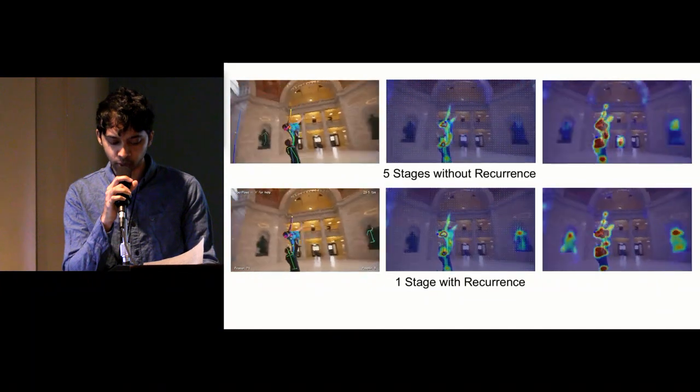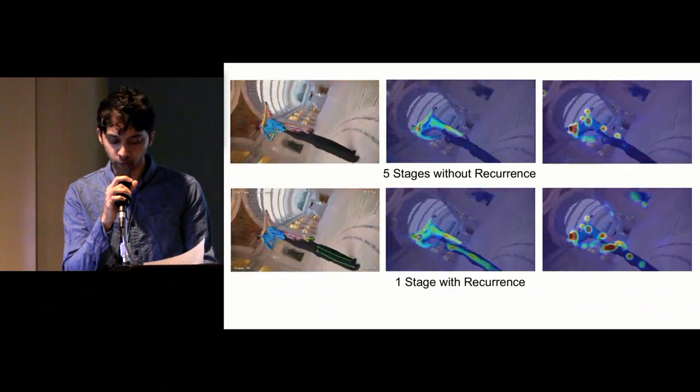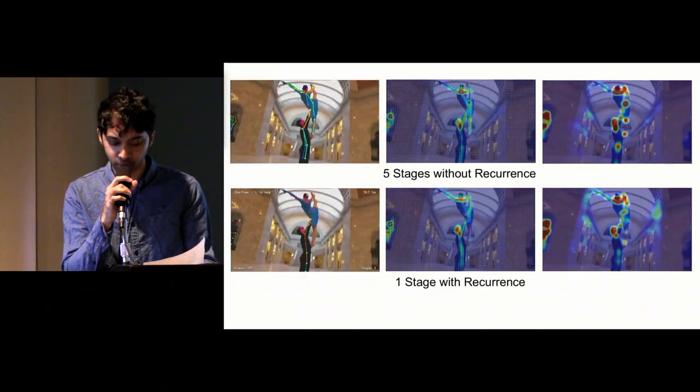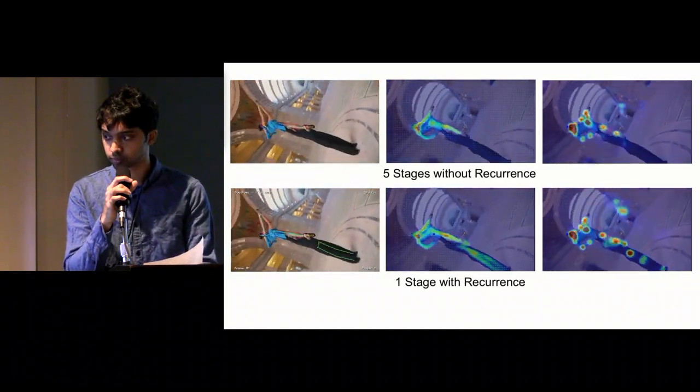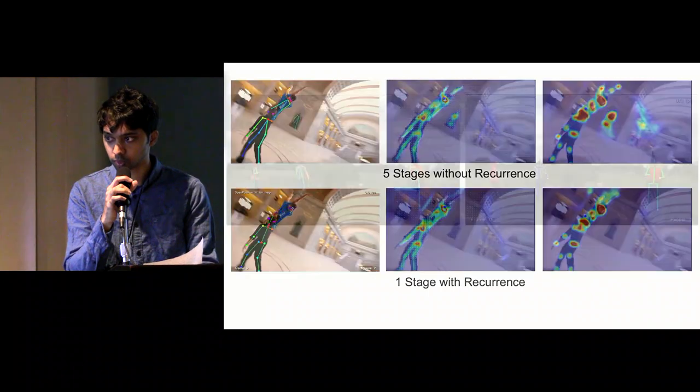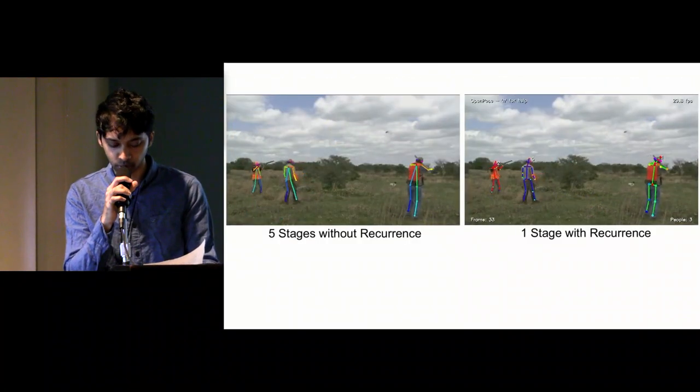With recurrence, we achieve significant computational savings with more consistent detected poses across frames, especially seen in the heat maps detected below. One can observe it for this sequence as well.